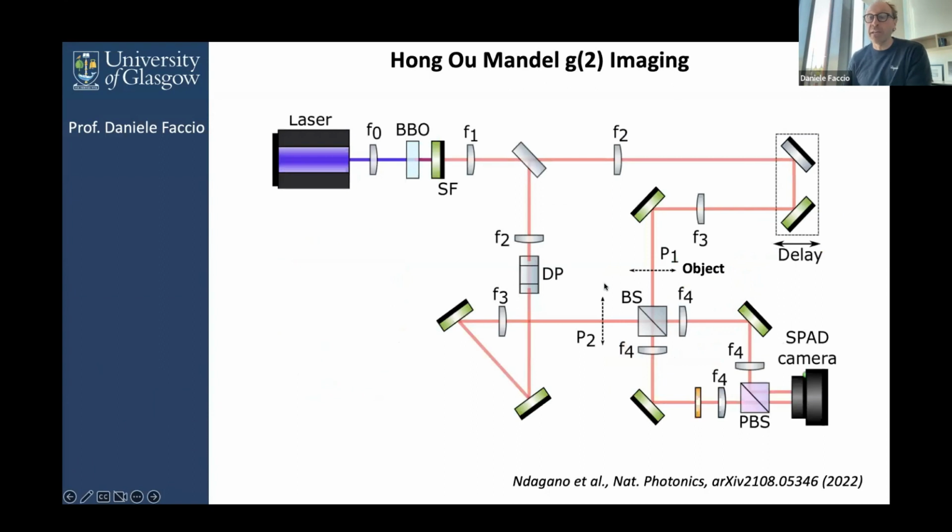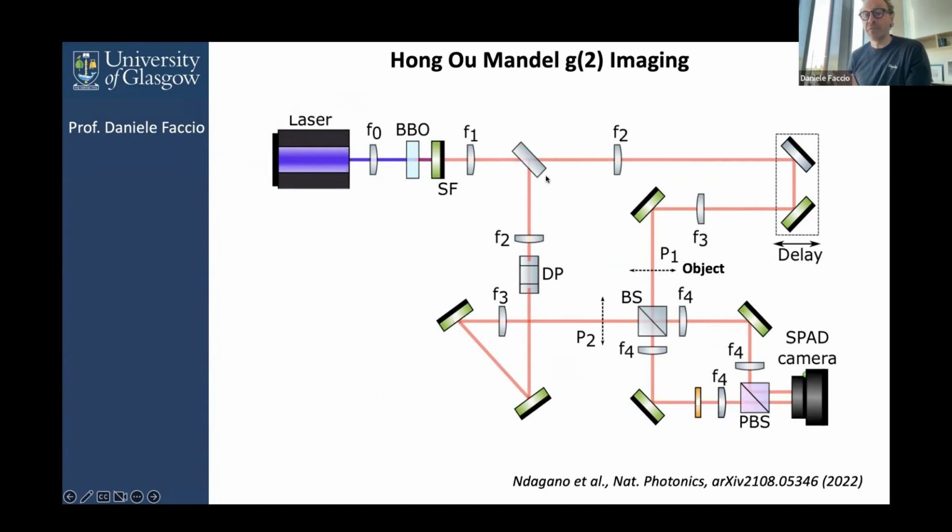So this is what the setup looks like. We have a laser that's pumping a BBO crystal. I'm happy to answer later the question we had in the Q&As as to whether one could even use biological samples. The answer is yes, that has been done. And you don't need very high pump powers. You can use laser powers of the order of a milliwatt and get photon pairs out.